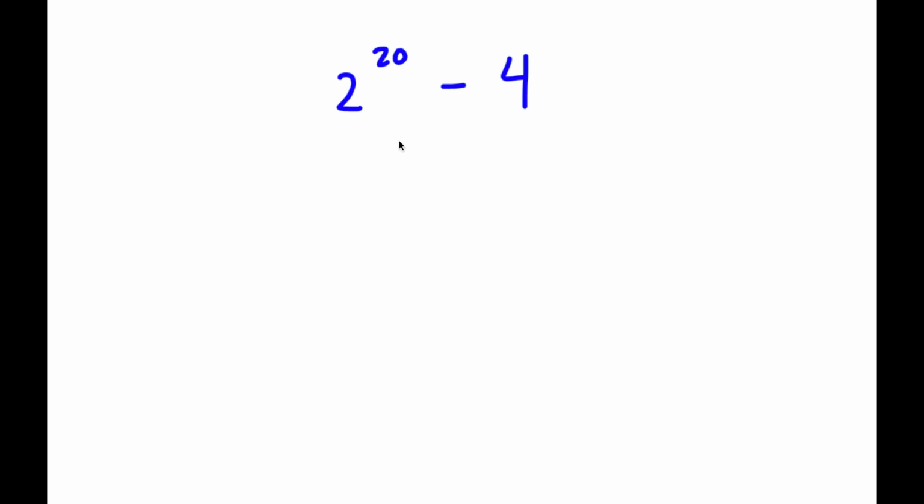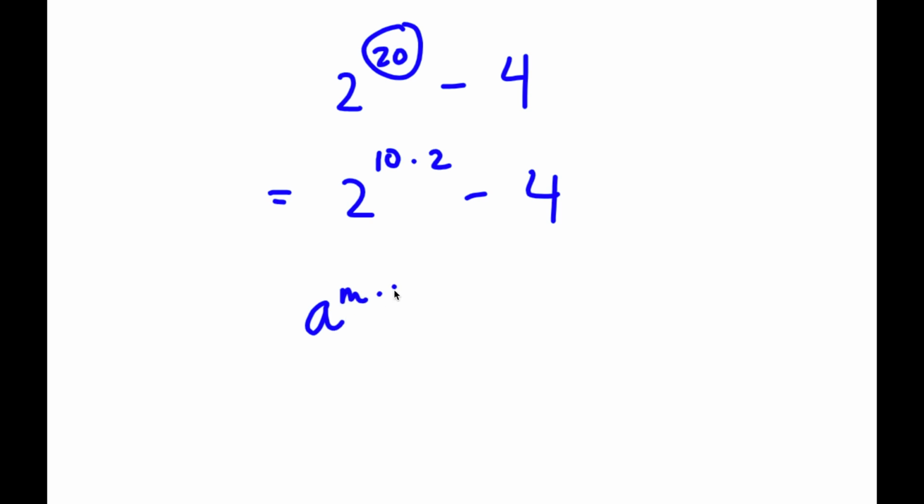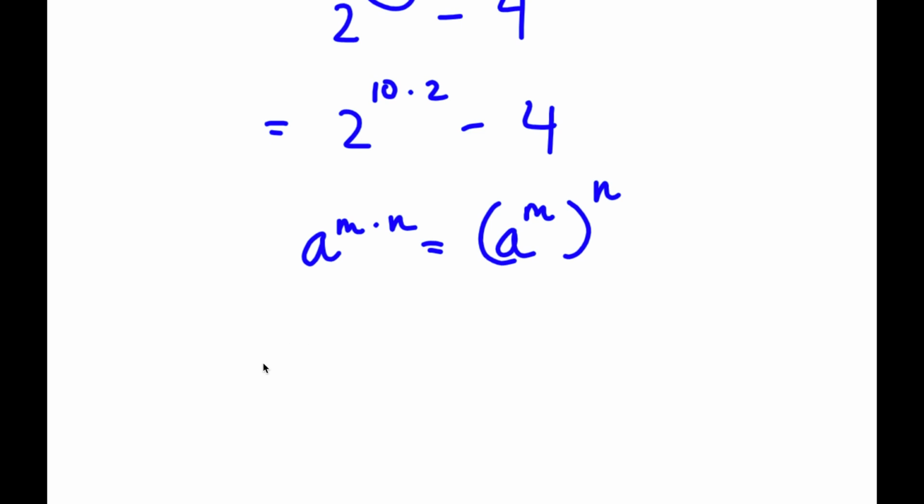Alright, so in this problem, I have 2 to the power of 20 minus 4. To solve this, I'm going to first start by rewriting 20 as 10 times 2. So now I have 2 to the power of 10 times 2 minus 4. Now, if I have something in the form a to the power of m times n, I can write this as a to the power of m to the power of n. So in this case, 10 we can think of as m and 2 as n. So we can write 2 to the power of 10 times 2 as 2 to the power of 10 to the power of 2. Now I have this minus 4.